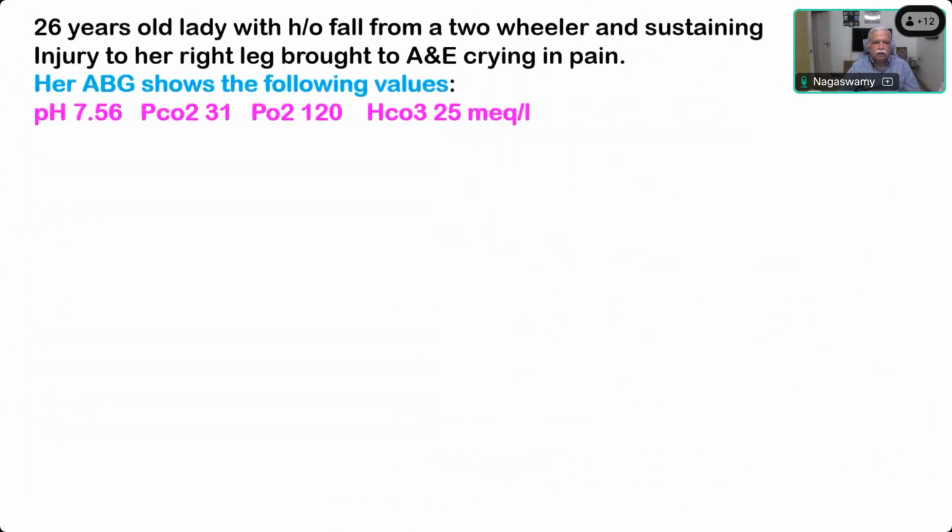A 26-year-old lady with a history of fall from a two-wheeler and sustaining injury to her right leg is brought to A&E crying in pain. Her ABG shows the following values: pH is 7.56, PCO2 is 31, PO2 is 120, bicarbonate is 25 milliequivalents. What is your interpretation of the ABG?